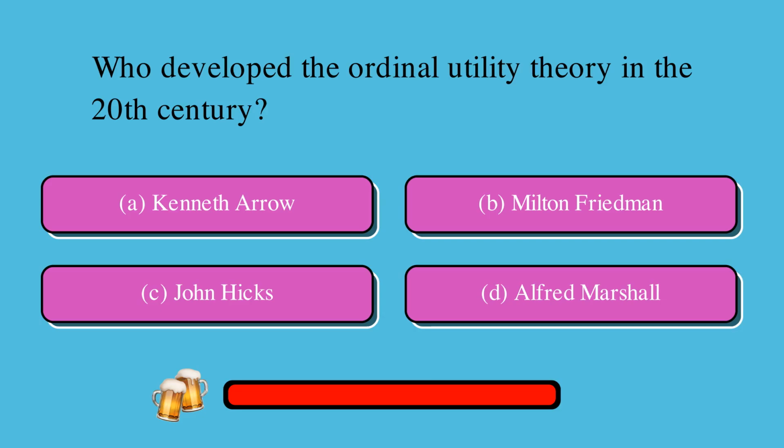Who developed the ordinal utility theory in the 20th century? Is it A, Kenneth Arrow, B, Milton Friedman, C, John Hicks, or D, Alfred Marshall? The correct answer is C, John Hicks.